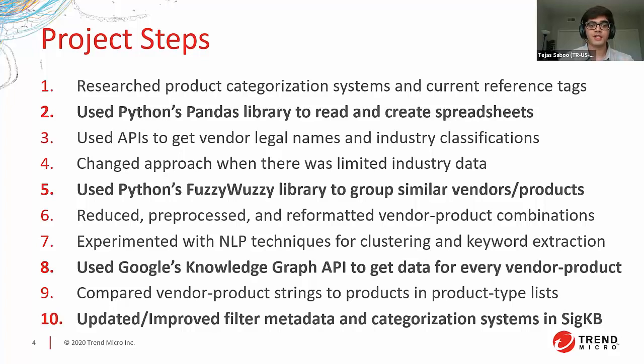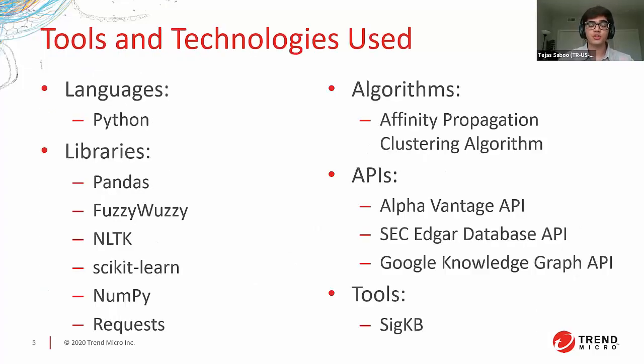I also worked with a lot of APIs throughout the project, and the most useful one was Google's Knowledge Graph API, which I used to get data on every single vendor product. After I had that information, I got the product type and industry vertical for the vendor products, and then tied that all back to the filter ID, and then we're going to update all this information in SIGKB. I used a lot of tools and technologies this summer. I coded in Python primarily, used a lot of data science and natural language processing libraries, a couple algorithms and APIs, and also got to work with a lot of Trend's tools and use SIGKB a lot as well.